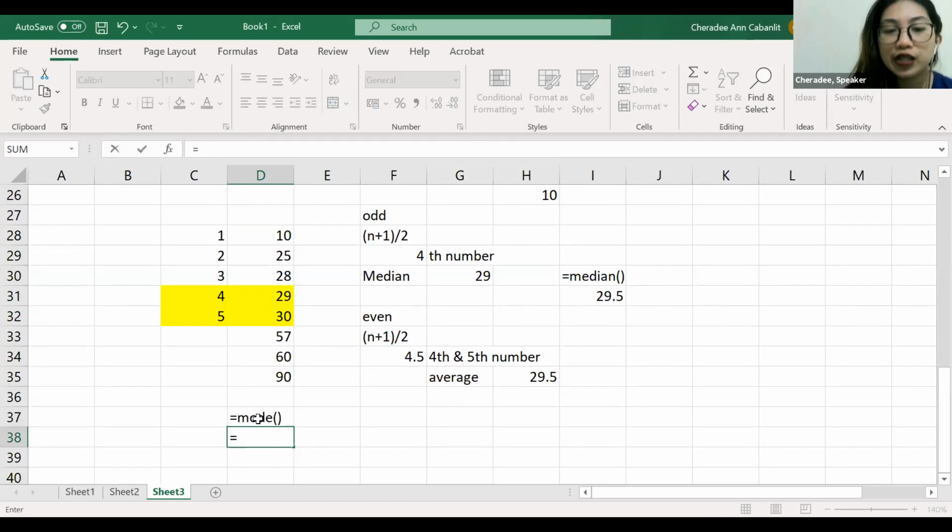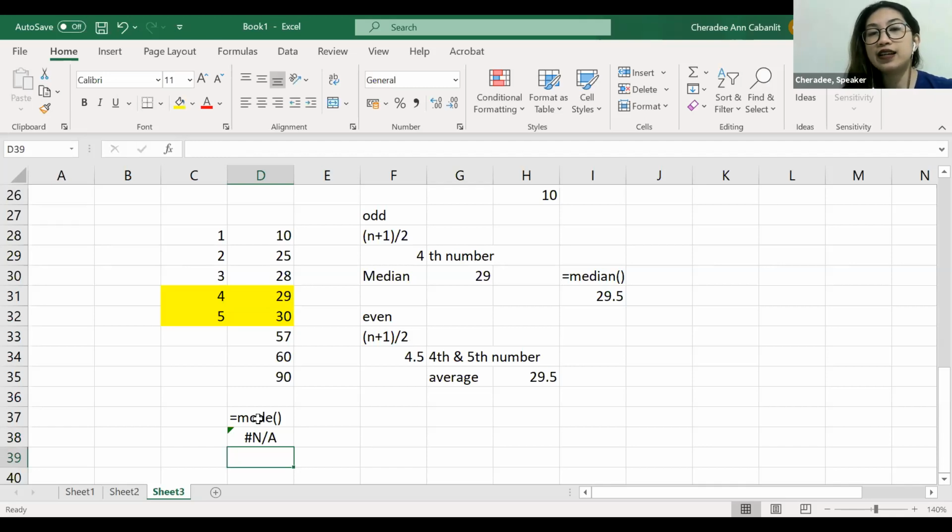Now, if we do mode on the given values, NA is returned because there is no repeating value. But if I put this as 60, automatically 60 is your mode. Now, what if there are already two repeating values? Let's say 28. Why is it 28 that came out?